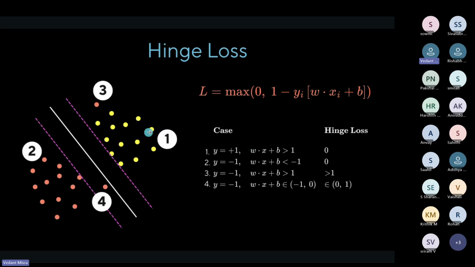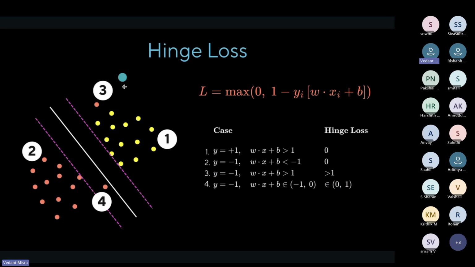It basically says, if you look in the first case, the target is +1 and the predicted value is greater than 1. So this will become 1 minus some number that's greater than 1, which means this entire thing will become negative. So your loss becomes 0. Again, for the second case, it's the same. For the third case, your hinge loss will become greater than 1. For the fourth case, it will be between 0 and 1.